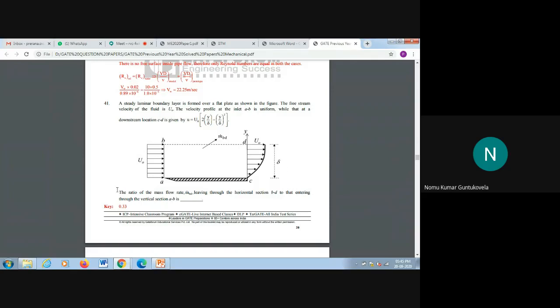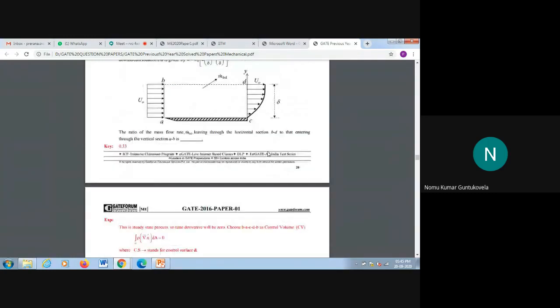Here the ratio of the mass flow rate is leaving through the horizontal section B and D. So the mass flow rate is leaving through B and D, that is with this one, section BD, and it is entering through the vertical section A and B. So they will give different types of these.